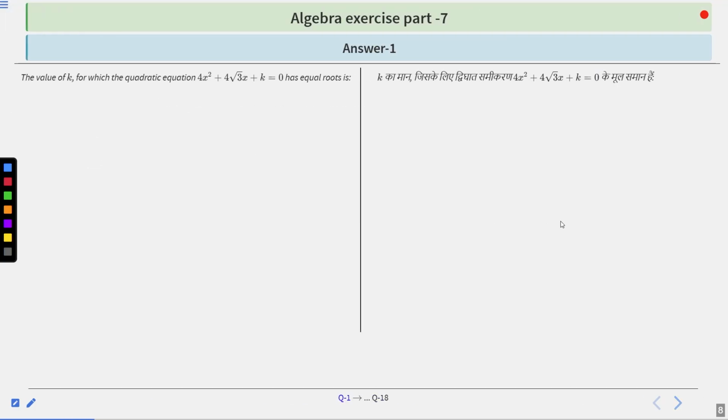Now we have to find the value of k for which the equation 4x² + 4√3x + k = 0 has equal roots. The answer to this question is option B, 3. Now let us look at the solution of this question.